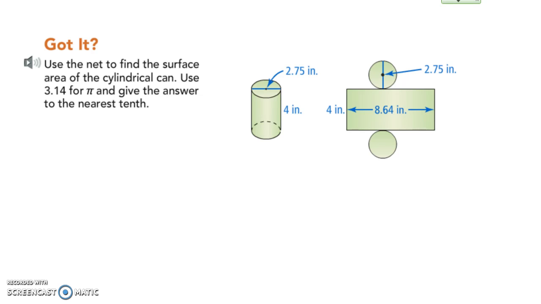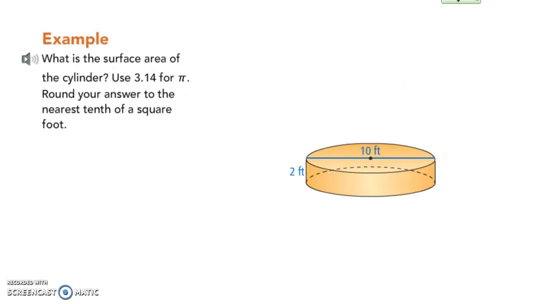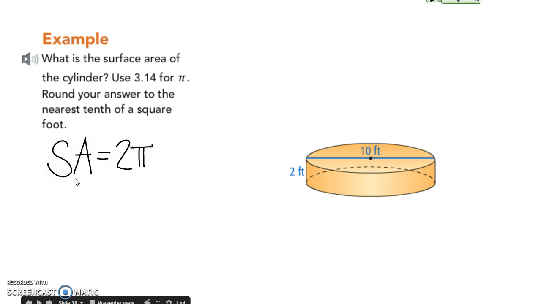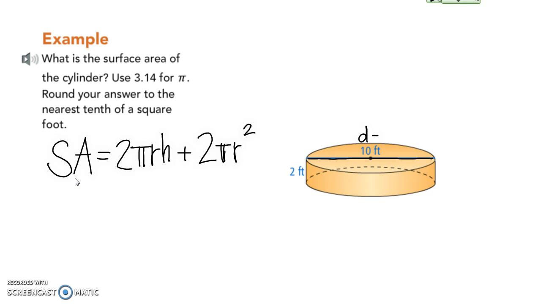Oh, this one's working from the net. Let's skip it. Let's go to this one. Here we go. Just a regular cylinder. Okay, write the formula first. SA equals 2 pi r h plus 2 pi r squared. So the two things I need to identify in my cylinder are the radius and the height. Well, look what they gave me here. The diameter is 10. So what would the radius be then? 5, half of that. And then the height of the cylinder is 2.